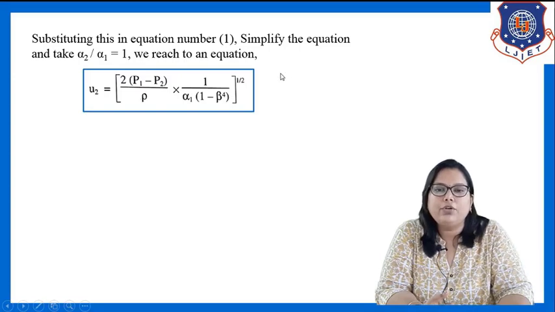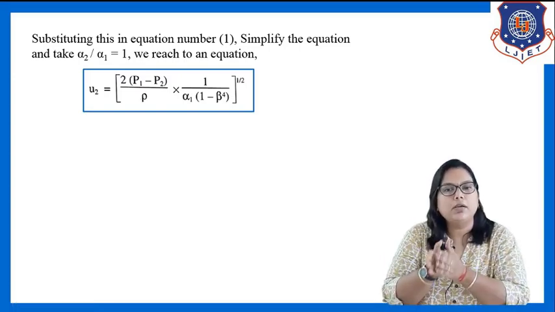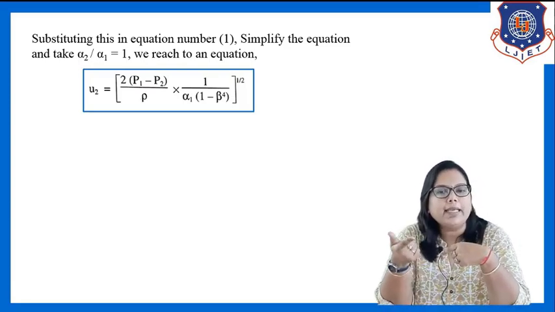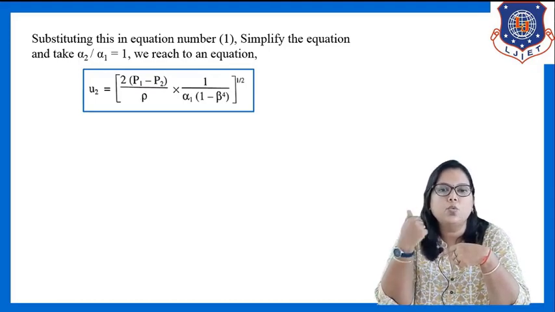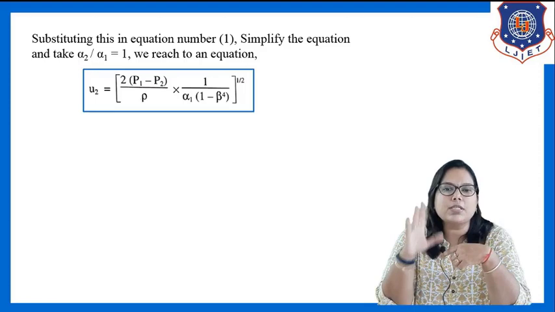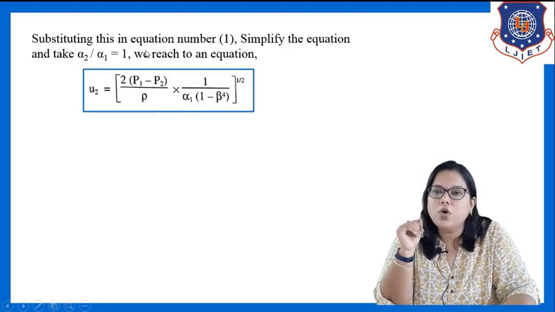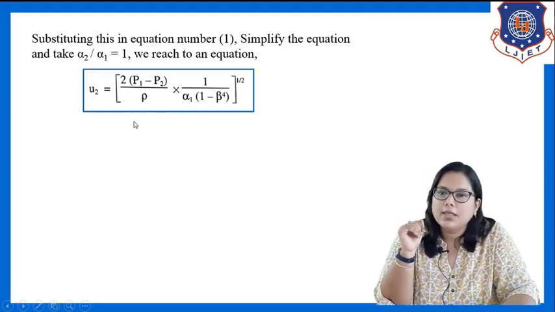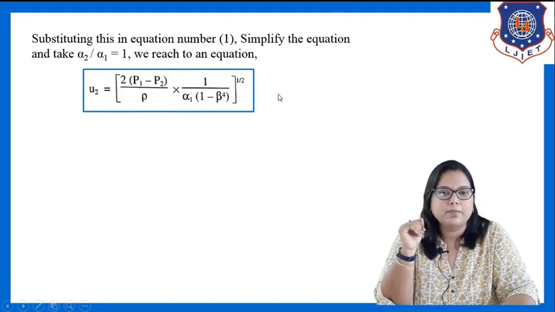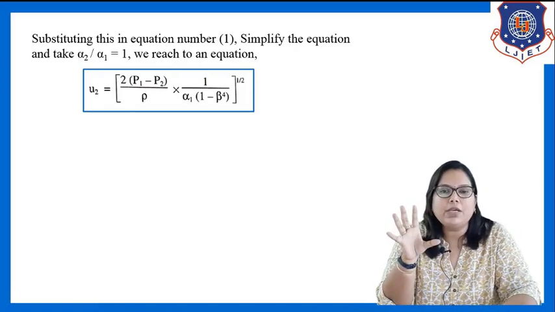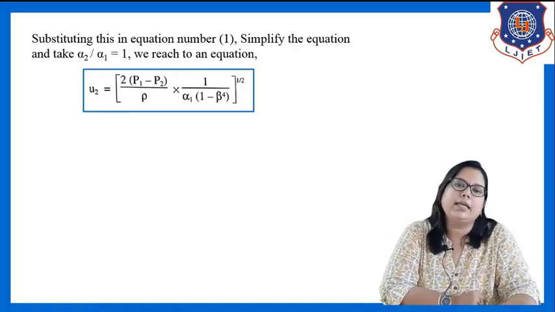Now, what I have to do? Put this value in equation number 1. Simplify that equation and taking alpha 2 by alpha 1 ratio equals to 1. After doing this exercise, you will reach an equation u2 equals to 2 p1 minus p2 upon rho into 1 upon alpha 1, 1 minus beta raised to 4, and this whole equation raised to 1 by 2. That means this equation is under root. When you simplify this equation, you will reach this form. Now I have the equation for u2. u2 is the velocity at throat section.